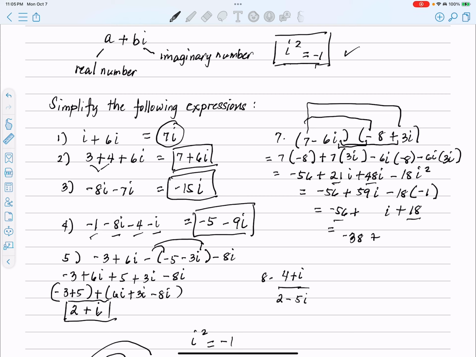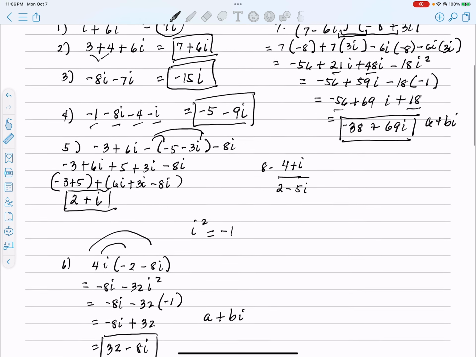Okay, 21 plus 48, that is 69i. Alright, so negative 56 plus 18 is negative 38 plus 69i. This is in the form of a plus bi. A plus bi. Alright, let's do this. Number 8.